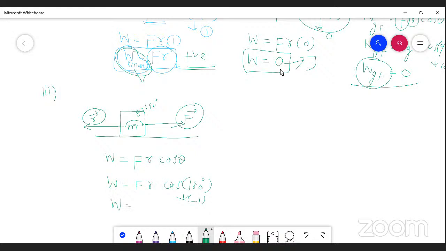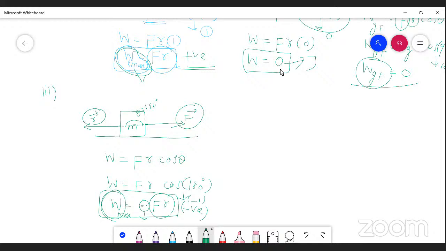Then the work done by the force, W is equal to minus F r. See, students, in this case also, the work done by the force has the maximum magnitude F r, but it is a negative work done. So maximum work is done by the force, but it is negative. If the direction of force and the direction of displacement are opposite, the work done by the force is maximum in magnitude, but it is negative work done.